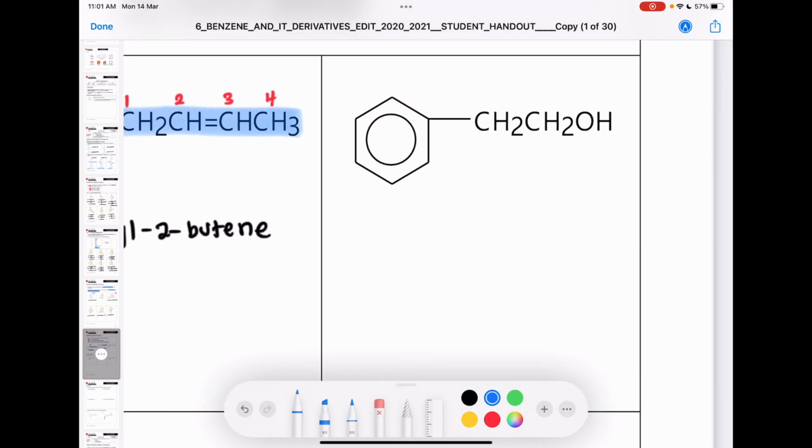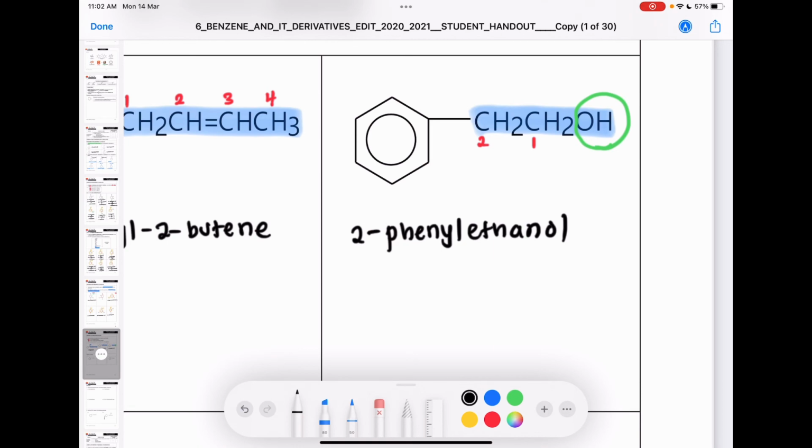Now this one is very short, but it has another functional group, which is hydroxyl. So we are going to get ethanol. This is carbon number 1. Oh no, sorry. Our priority now is this, so this one will be carbon number 1 and this one will be carbon number 2. So we will name it 2-phenyl ethanol.